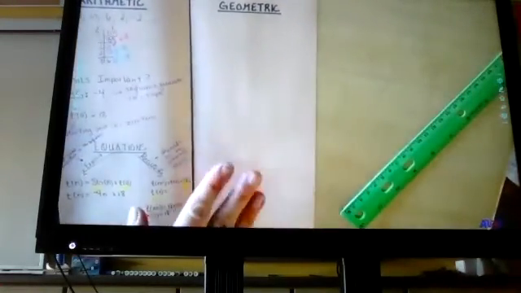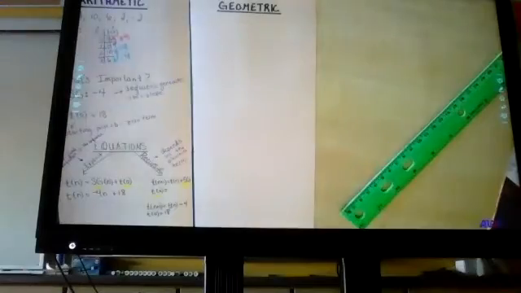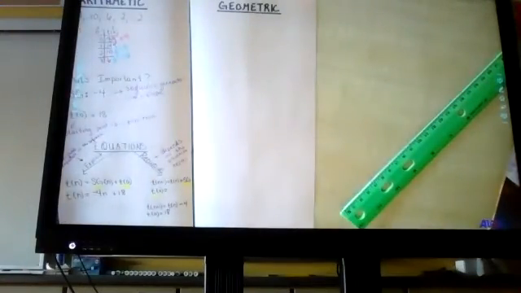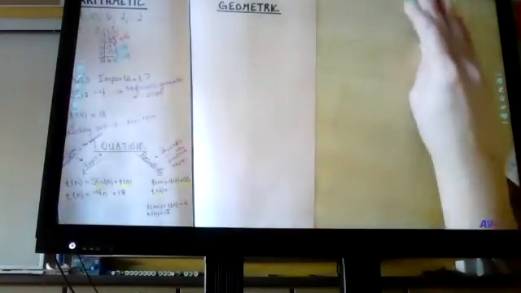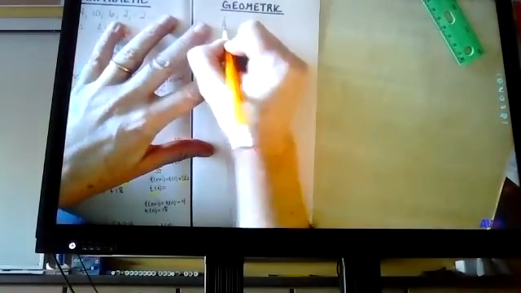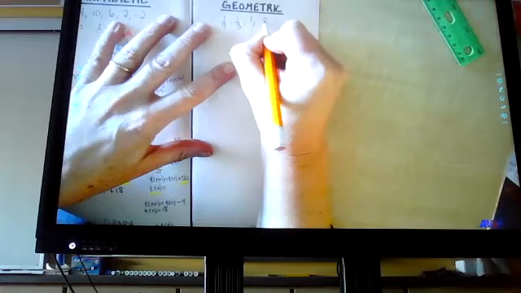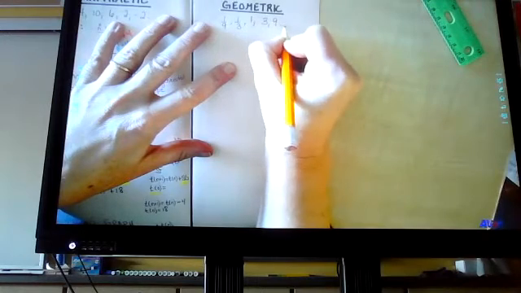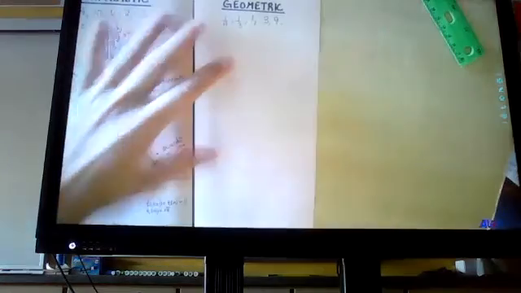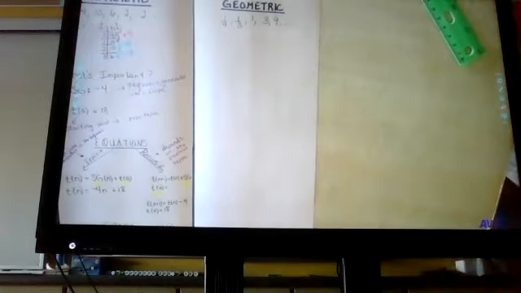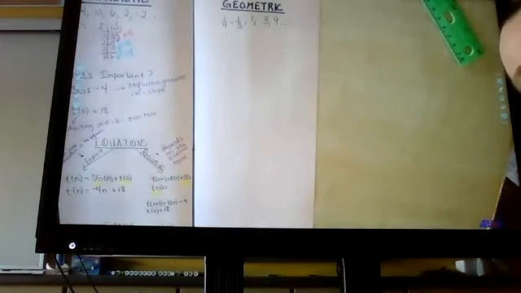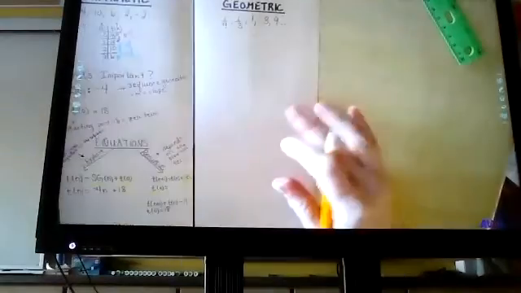All right, let's go to this other side. This is going to be the geometric side, and we're going to do the exact same thing. I'm going to give you a sequence and you're going to get to write it out. So first, 1/9, 1/3, 1, 3, 9, and so on. That is our geometric sequence.